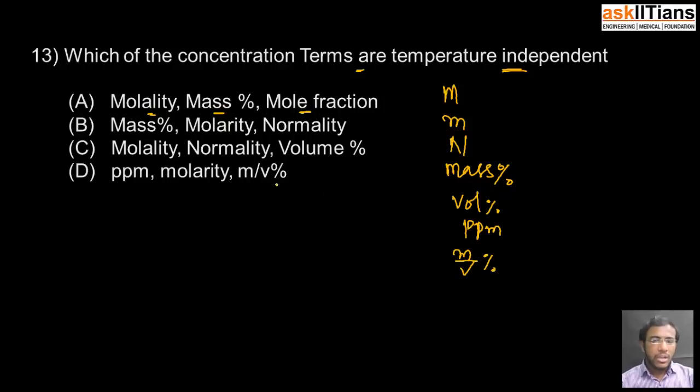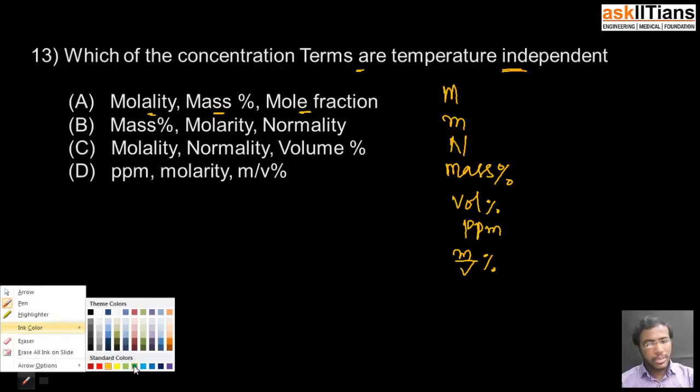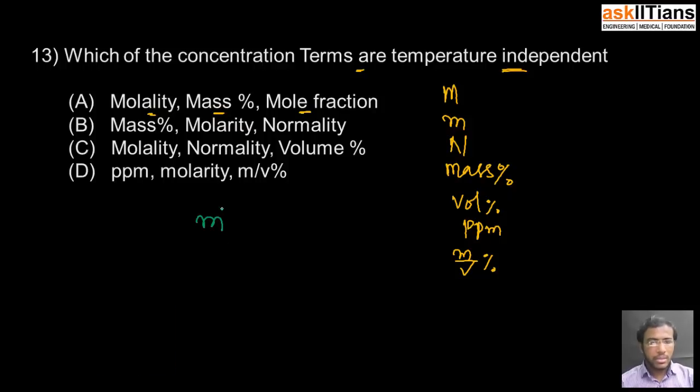Okay, so I'll tell the shortcut for how to solve this kind of question. See one thing, mass is not going to depend upon the temperature. No matter how much you heat it or how much you cool it, the mass is still going to be the same. But volume is actually dependent upon temperature. So in any of the concentrations, if a volume term is there, then that is going to be temperature dependent, and if a volume term is not there, then that is going to be temperature independent.